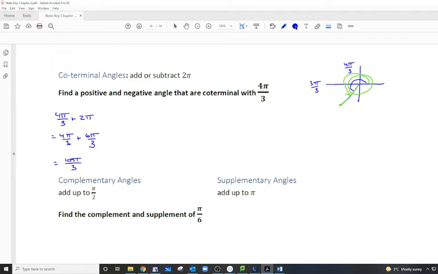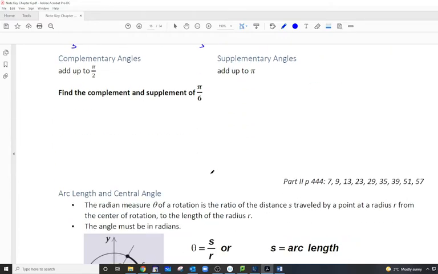If I wanted to find a negative coterminal angle, so in other words, I'm going to read in a clockwise direction, just to there, right? What you're going to do mathematically is you're going to take 4 pi by 3, and you're going to subtract 2 pi. And again, common denominator, this would be 4 pi by 3 minus 6 pi by 3, which is negative 2 pi by 3. If I wanted to find more, I would just keep adding 2 pi or keep subtracting 2 pi to find more coterminal angles.